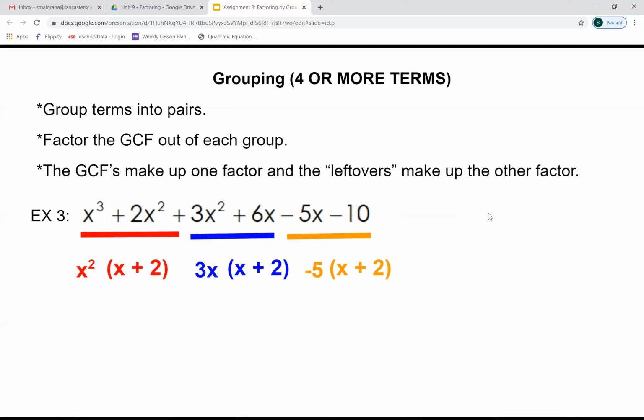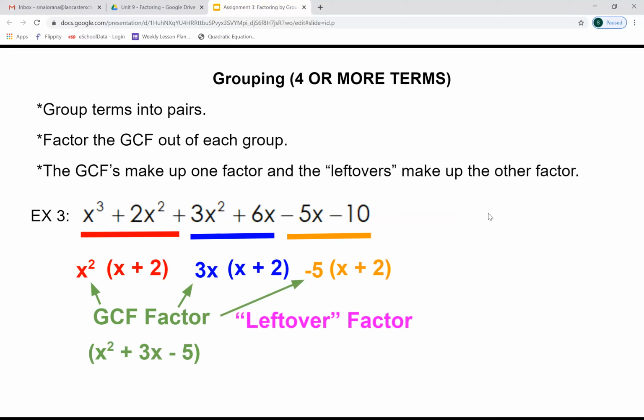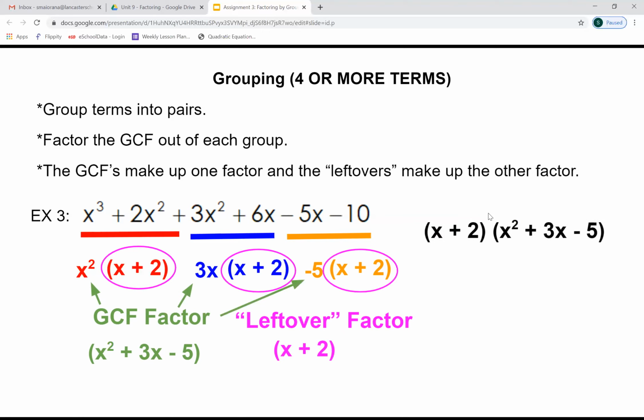So when I go to make my list of factors, the first factor comes from all my GCFs. Now notice I'm going to have 3 terms because I have a GCF of x squared, positive 3x, and negative 5. So x squared plus 3x minus 5 is the first factor. And my second factor comes from the leftovers, which did all match. It was x plus 2. So combining both of those factors together gives me my fully factored form.